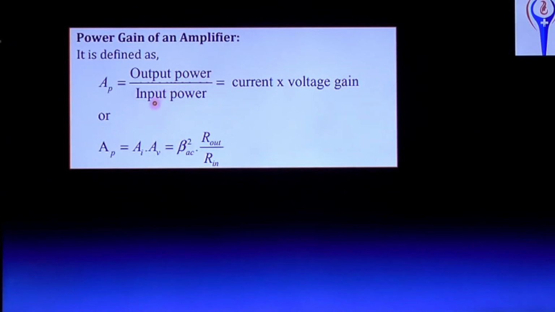Power gain. Power gain is the output power by input power, that is current gain into voltage gain, or AP equals AI into AV, or beta AC square into RO by RI. RO is the output resistance, and RI is the input resistance.